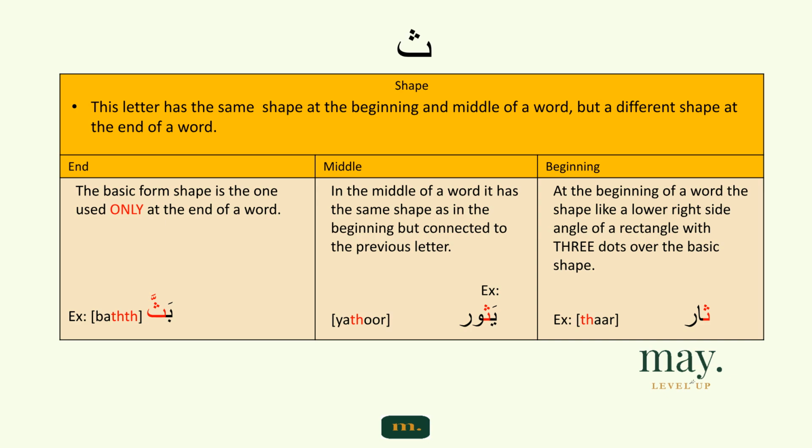It has the same shape as the B and the T, but the only difference is that it has three dots above the basic shape.